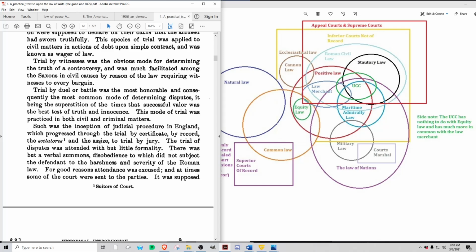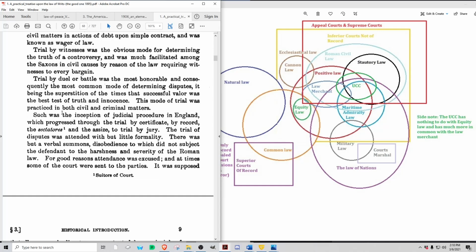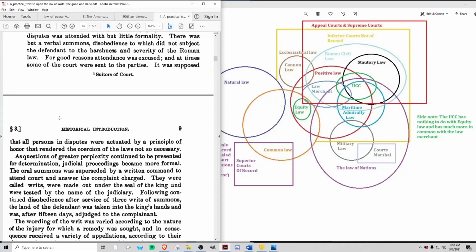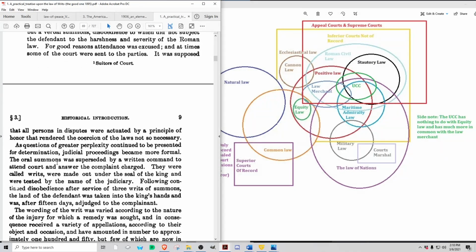The trial of disputes was attended with but little formality. There was but a verbal summons, disobedience to which did not subject the defendant to the harshness and severity of the Roman civil law. For good reasons, attendance was excused, and at times the court was sent to the parties, meaning the court would come and show up where you were at, and they'd do business there, which, strangely enough, became a continuation of that, which is where you get the idea of a circuit court, where the judges are supposed to go around on circuits and actually move around from courthouse to courthouse. Now, they don't actually move anywhere anymore, but the reason we still call them circuit courts is because they used to move around.